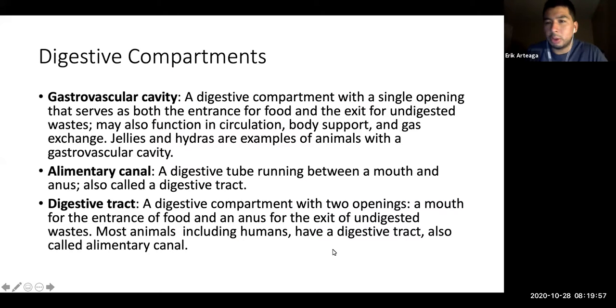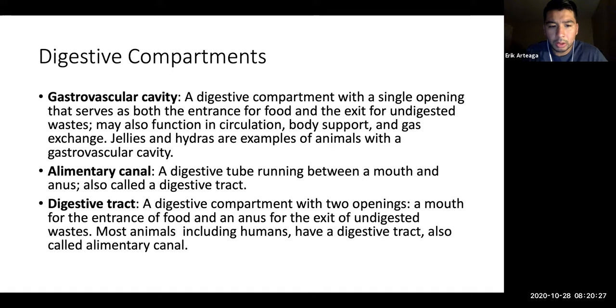So digestive compartments. So we have the gastrovascular cavity. This is a digestive compartment with a single opening, right? So remember, these are for primitive animals. They serve both as an entrance for food and an exit for undigested wastes. May also function in circulation and gas exchange. Jellies and hydra, remember those are the primitive organisms, are examples of animals with a gastrovascular cavity, right? We do not have this.